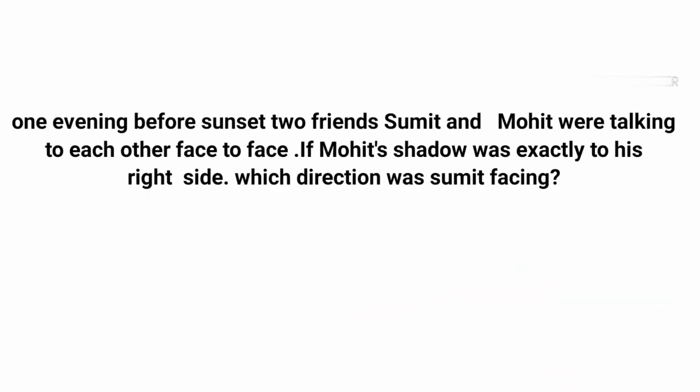Next question. One evening before sunset, two friends, Sumit and Mohit, were talking to each other face to face. If Mohit's shadow was exactly to his right side, which direction was Sumit facing? So we know that in the evening, sun is in the west. So shadow will be formed towards the east. It is said that Sumit and Mohit were standing face to face, and the shadow of Mohit was exactly to his right side.